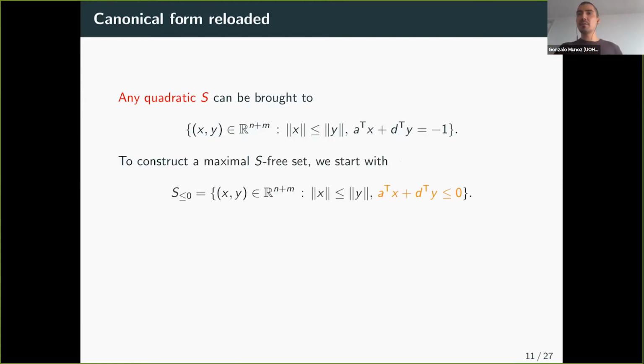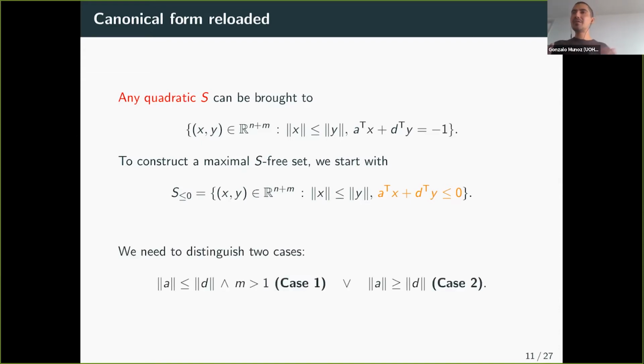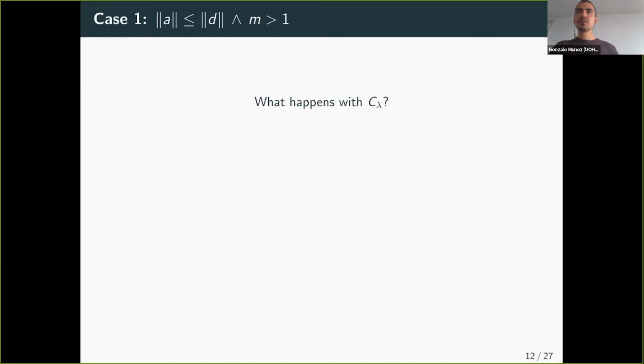Now, as an intermediate step, I'm going to relax this constraint of equal to -1. This -1 is not important. It could have been just 1. It doesn't really matter. But I'm going to relax it to less or equal than 0. Okay, this is going to be the first step, the first construction. And it turns out that in this case things start to get more complicated, and we need two different constructions depending on the norm of these coefficients of A and D. It depends on how you're actually cutting through the quadratic, on how you build the quadratic-free set. So let's go to the first case.